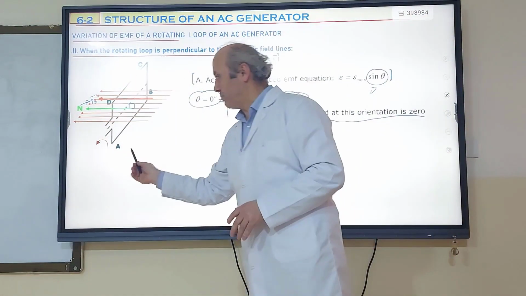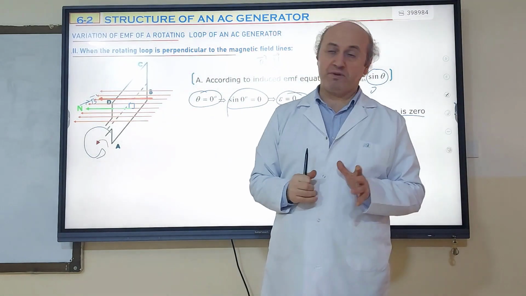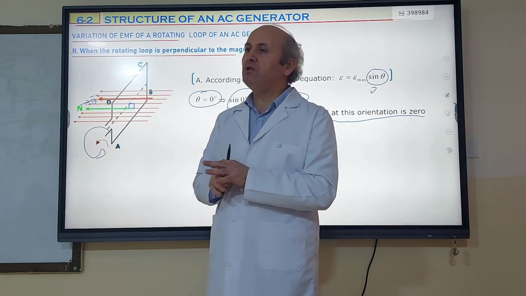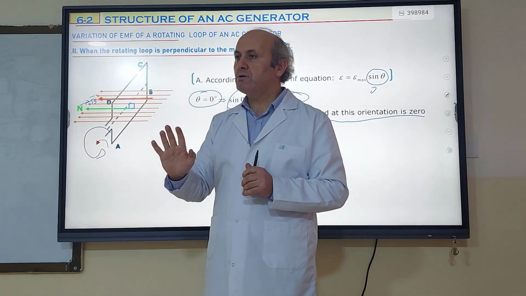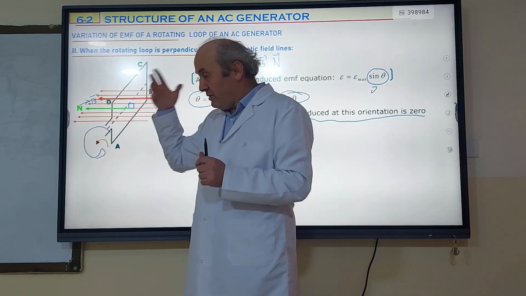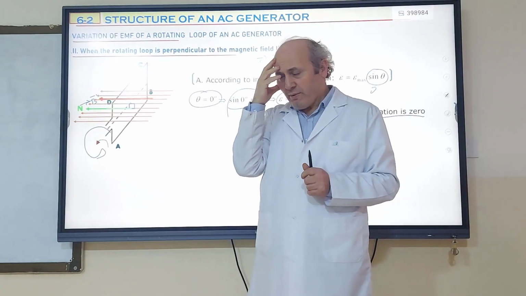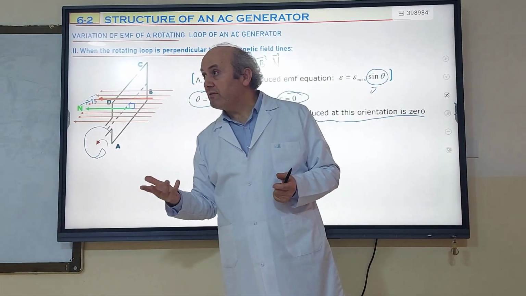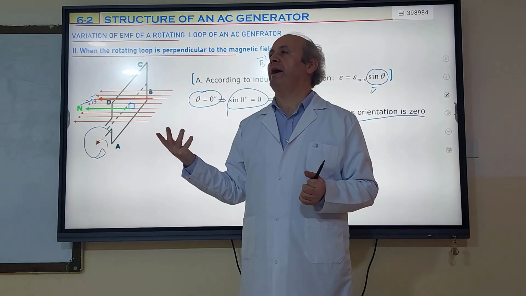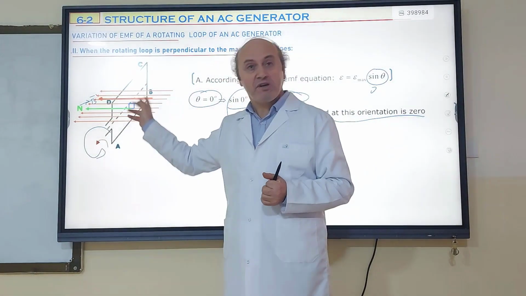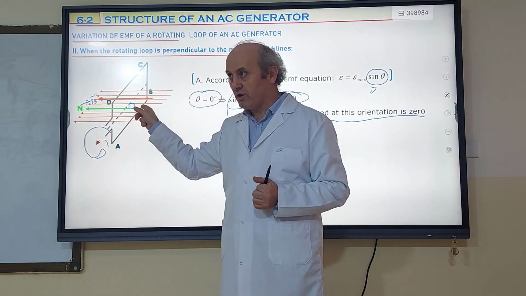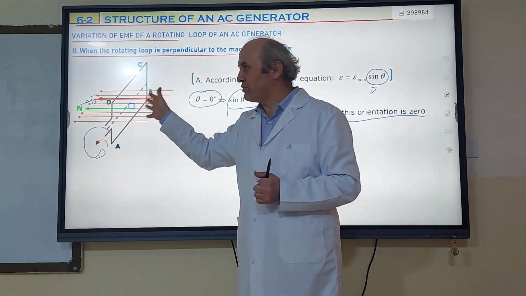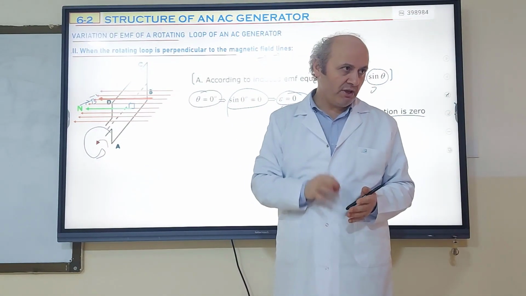That is, when the rotating loop takes a position perpendicular to magnetic field lines, at that moment, the induced EMF becomes 0. But still we can think this way. Okay, teacher, induced EMF is 0, but magnetic flux is maximum. Yes, I say magnetic flux is maximum. But we are not looking at magnetic flux. We are looking at the rate of change of magnetic flux. Magnetic flux is maximum, but the rate of change of magnetic flux at that position is 0. Because as it's rotating very little, there is no big change. There is no change in the magnetic flux, very little rotation. If no change in magnetic flux, induced EMF is 0.